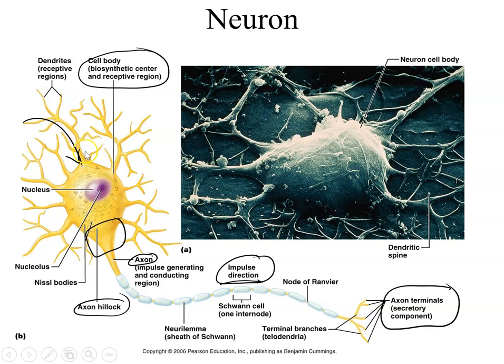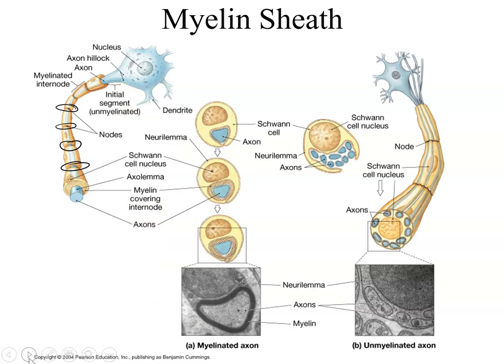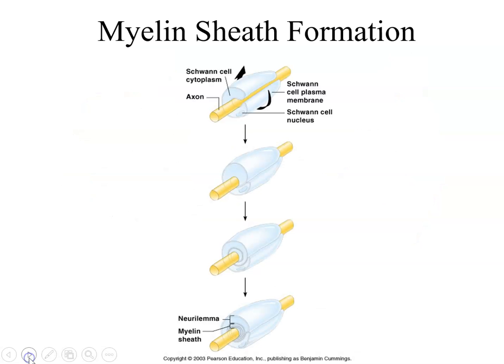Let's now focus on the myelin sheath. Okay, so just a look here at the axon. These have no myelin sheath. Here you can see a myelin sheath, or a wrapping, around the outside of that axon. And this is how a myelin sheath is formed.